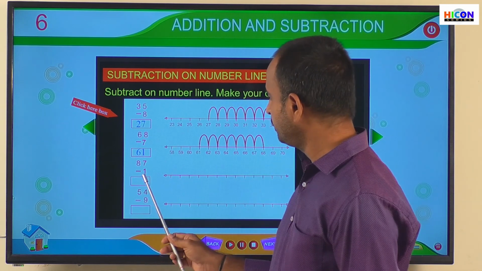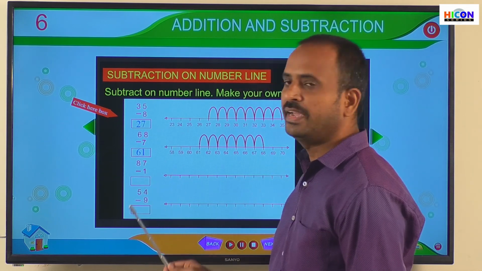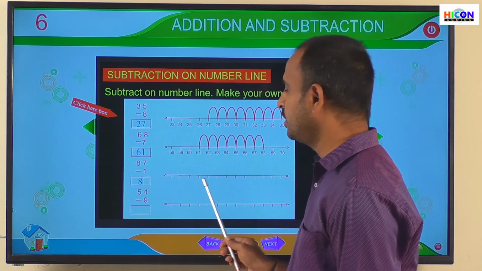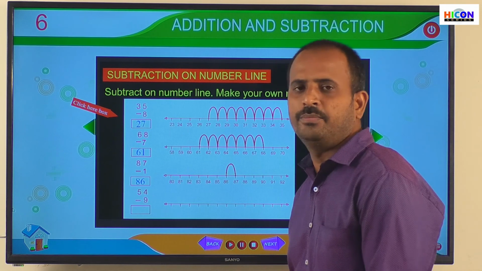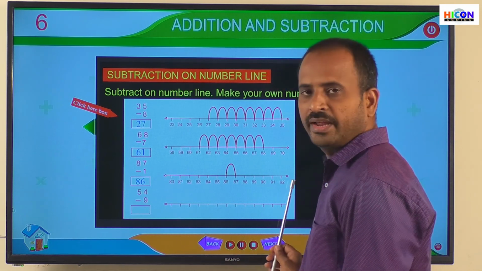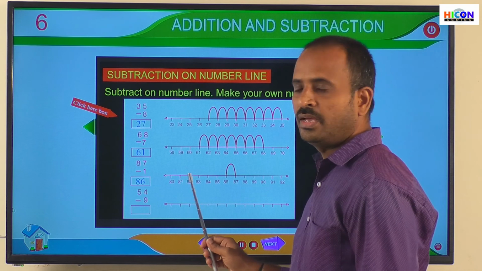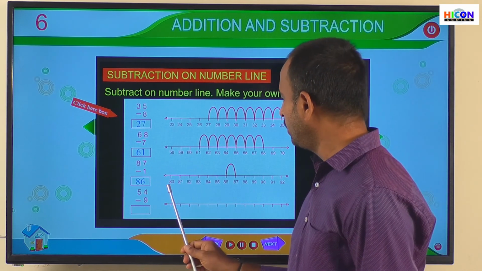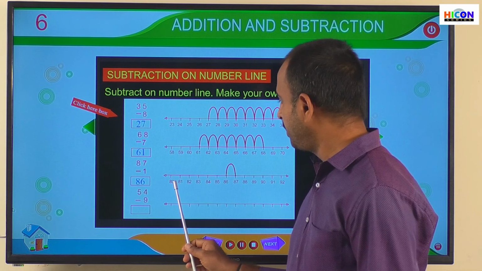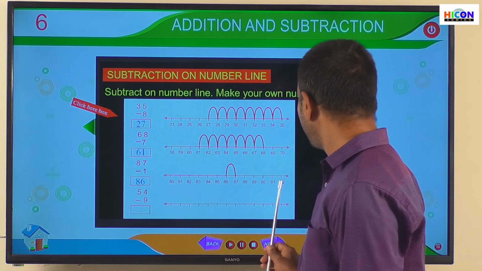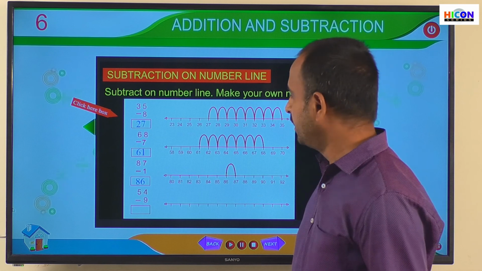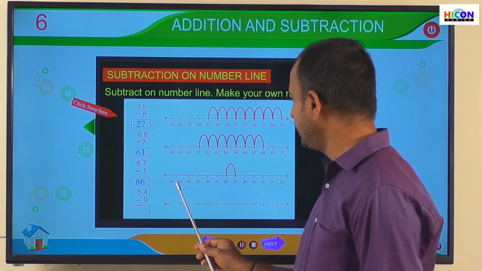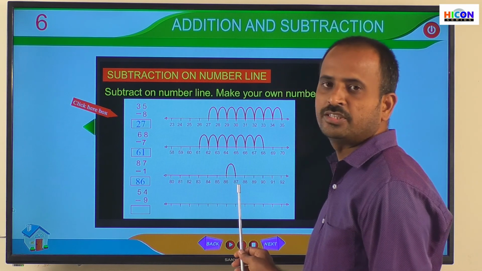And see the next one. That is 87 minus 1. Now we have to do the subtraction on the number line. So again the same process. First draw the number line and mark the numbers as per the given problem. Now on the number line we have marked the numbers starting from 80 up to 92. And now what is the first number here? 87. So start from 87. So where is the 87? So children, here is the 87.